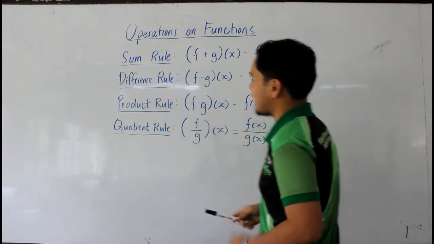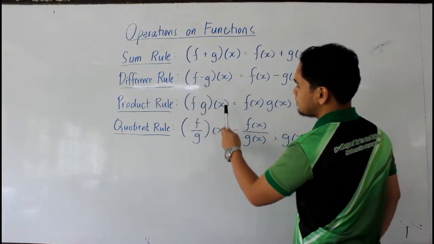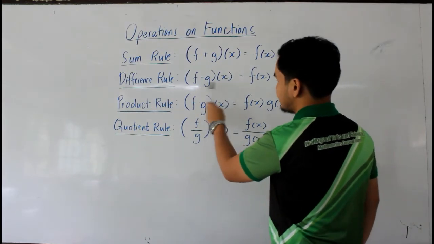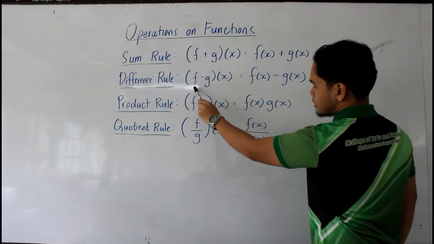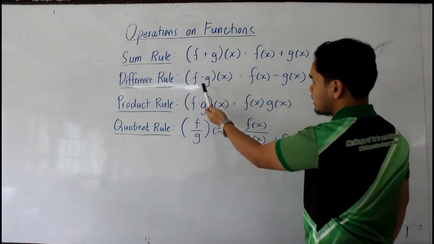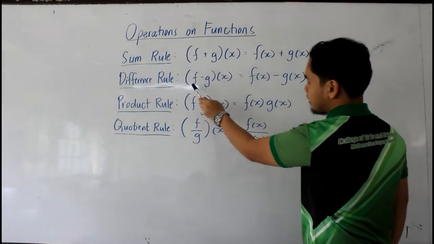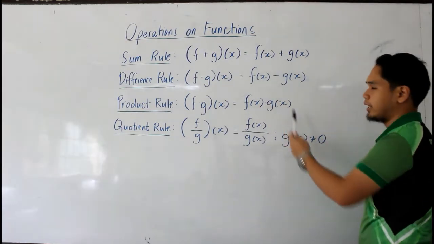Difference rule, we have here f minus g of x. So this is like saying f of x minus g of x. With respect to the first function here, we're going to subtract the second function from the first function, and this will look like this.